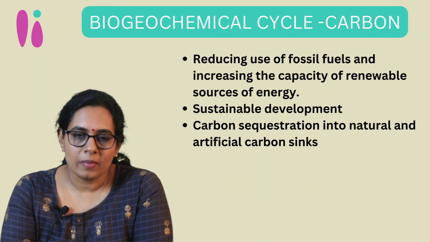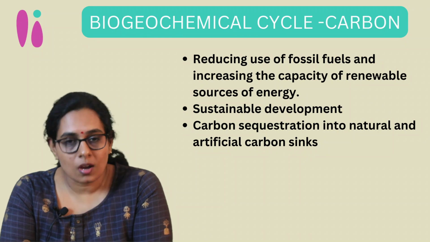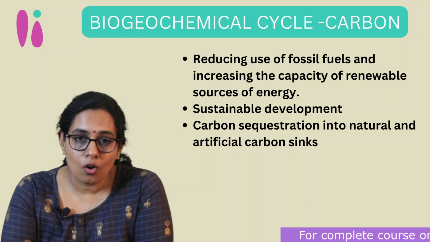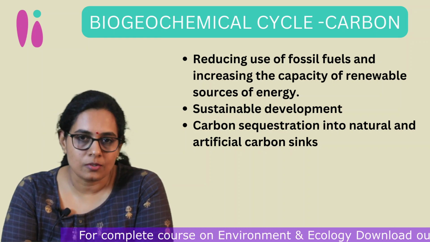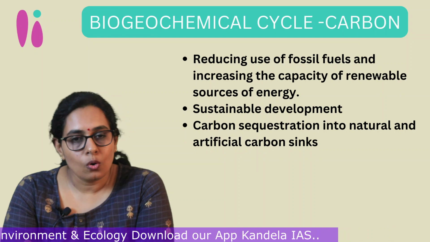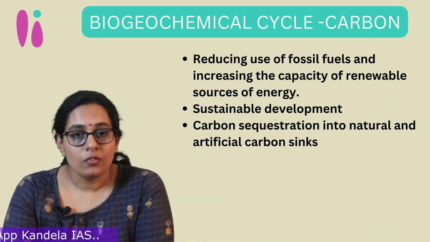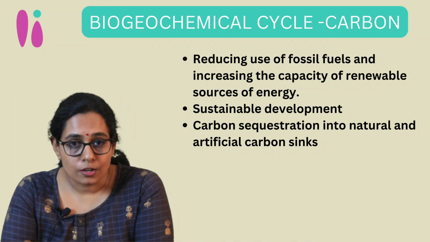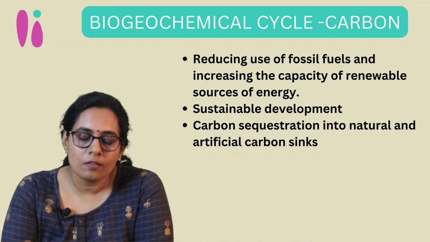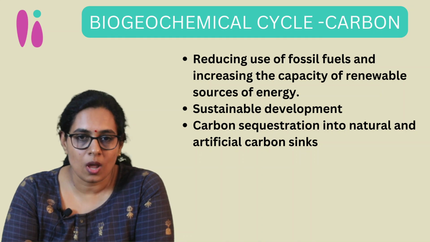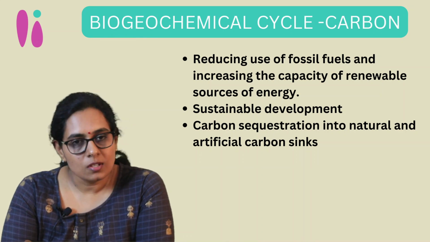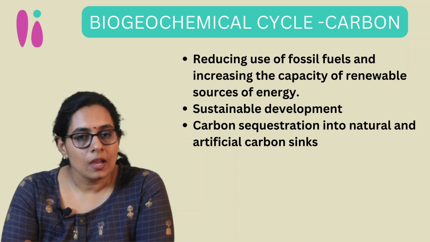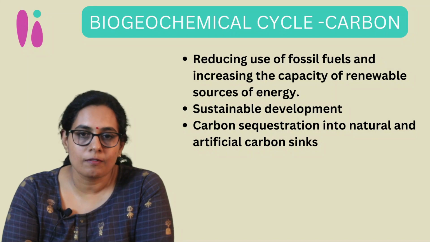So, one of the methods is to reduce the amount of emission itself. So, cutting down emission is one of the important steps that has to be undertaken. So, how do we cut down carbon emission? We have to reduce the use of fossil fuels and instead shift to using more renewable sources of energy like solar, wind, etc. So this is one of the methods where we cut down emission of carbon and we help in regulating the levels of carbon.